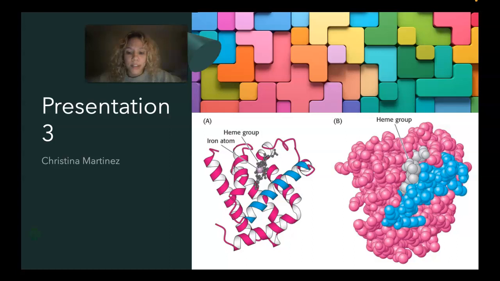Hello, my name is Christina and this is presentation 3. This is a PowerPoint explaining how heme is bound and released. I do have some note cards that I will be reading off of as well as the PowerPoint. Alright, so let's begin.